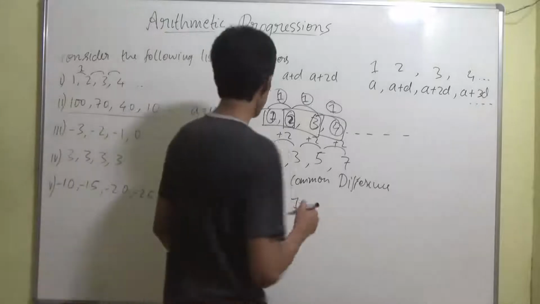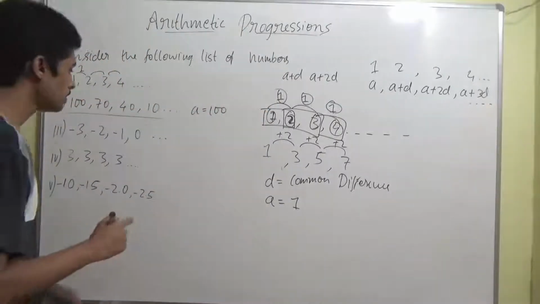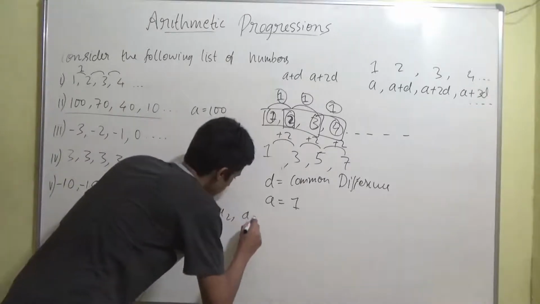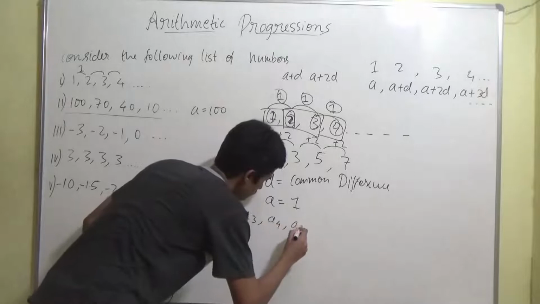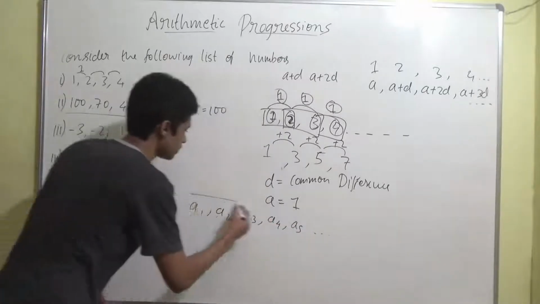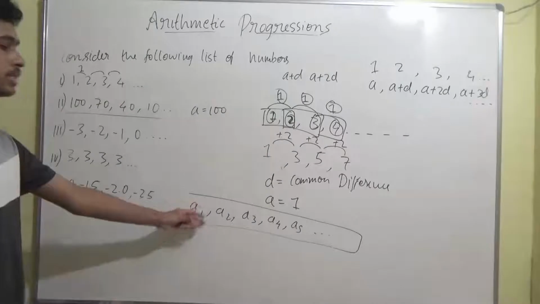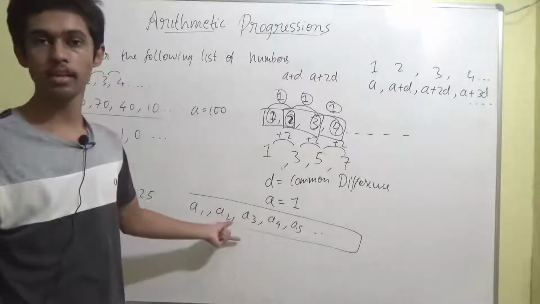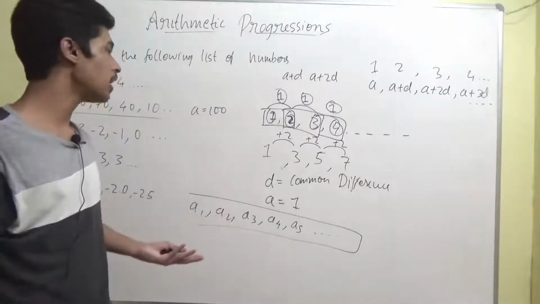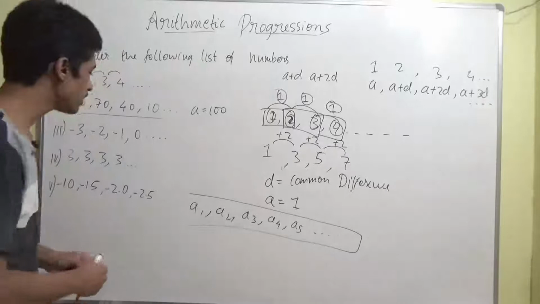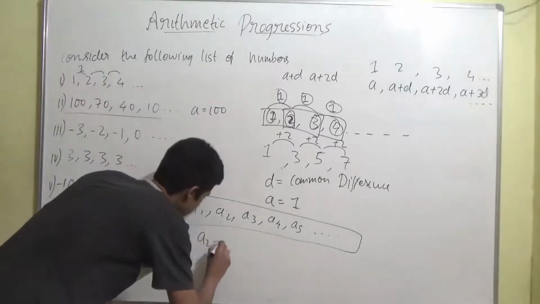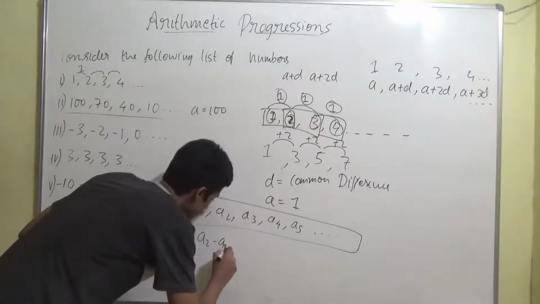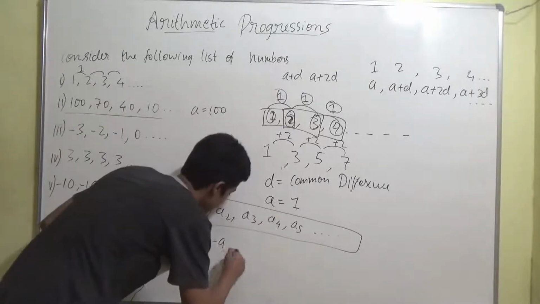For example, A1, A2, A3, A4, A5. This is the general form of a series, and this is also the general form of an AP. So how will you get D? D is the difference. D you will get by A2 minus A1. Getting it, guys? Second term minus first term will give you D.